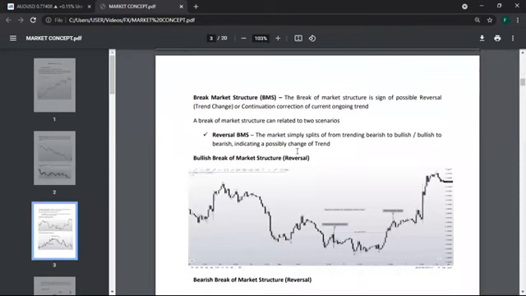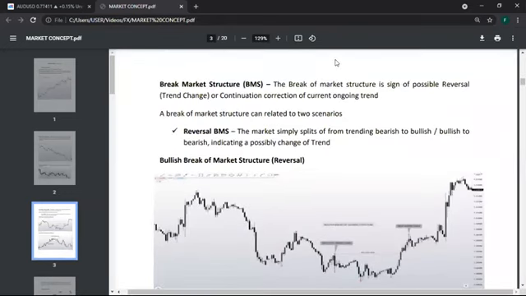Now we said here on our PDF, I'm gonna zoom this a little bit. We said on our PDF that a break of market structure can be related to two scenarios. We got what? We got a reversal break of market structure. The BMS means the break of market structure. Okay, so we've got the reversal, and that means that the market simply splits off from trending bearish to bullish or bullish to bearish, indicating a possible change of trend. Great. What does that mean?